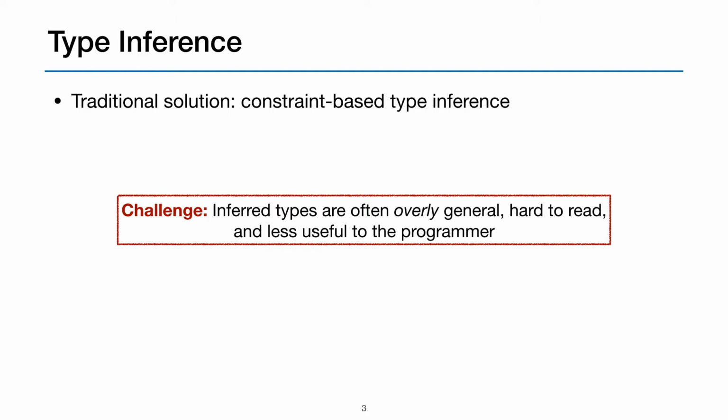Now the traditional solution to this problem is to use constraint-based type inference. But a key challenge with this approach is that the inferred types are often overly general, making them hard to read and less useful to the programmer. We'll see an example of this in a minute.